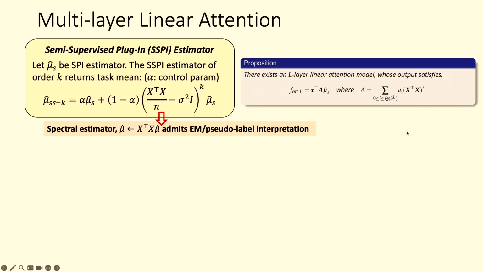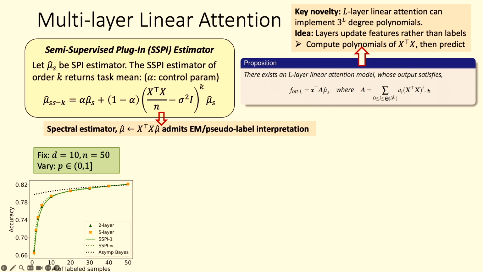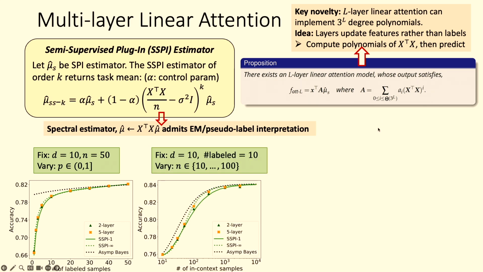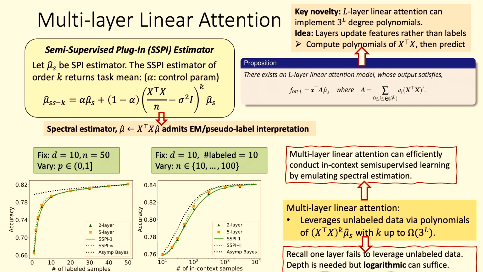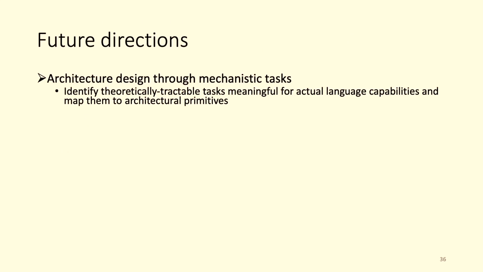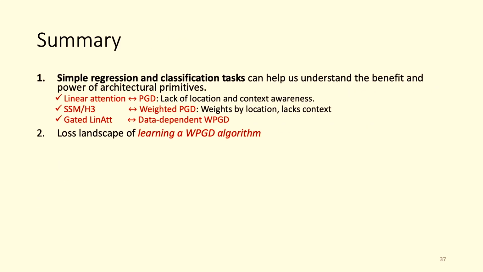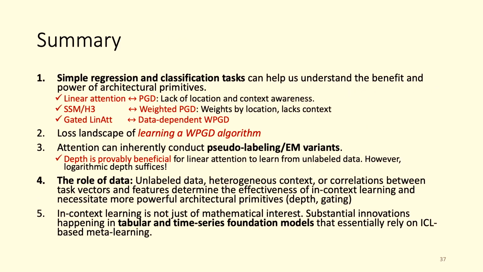So long story short, indeed, you can quickly estimate the spectral estimator by very quickly constructing very high degree polynomials of X transpose X. And this is also what we see empirically. Empirically, what we see is that these models need very few layers, not very deep, to get decent semi-supervised learning performance. So in fact, logarithmic depth can suffice. So perhaps I can skip the future directions and take questions, and then if necessary, we can go to future directions. Yeah. Thank you.